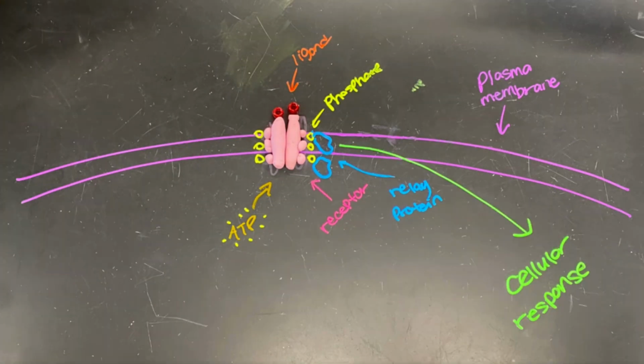RAF then phosphorylates and activates mitogen-activated protein kinase kinase, also known as MEK. Extracellular signal-regulated kinase, ERK, is then phosphorylated and activated by MEK. ERK then translocates into the nucleus and phosphorylates c-MYC, activating the genes that promote the cell cycle and growth.